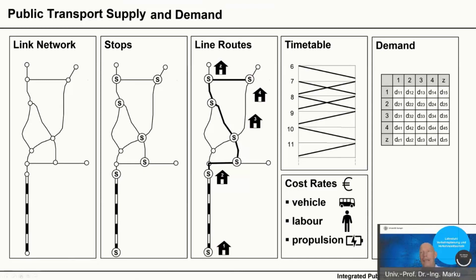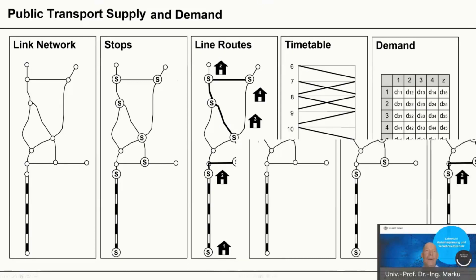And here you see a demand matrix where each cell describes the travel demand between two zones. So from zone 1 to zone 2, from here to here, this trip table would contain the travel demand. So this is what we need.